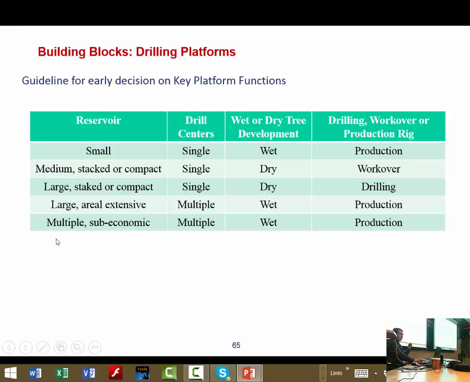But if you have a large reservoirs, stacked or compact, but you can have a single drill center, then dry tree system is the best solution, and it's better to have a full drilling package and floating production units.